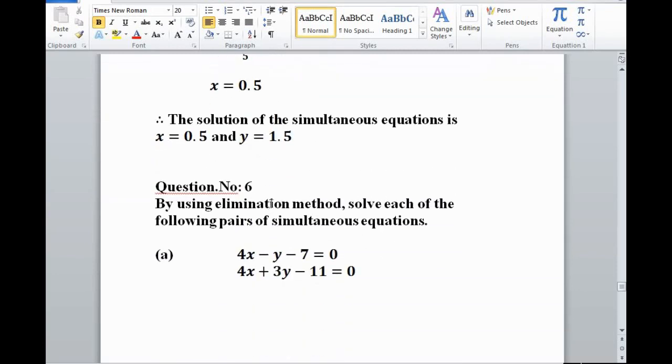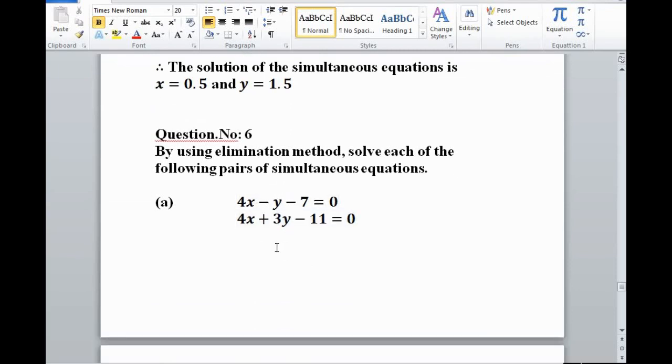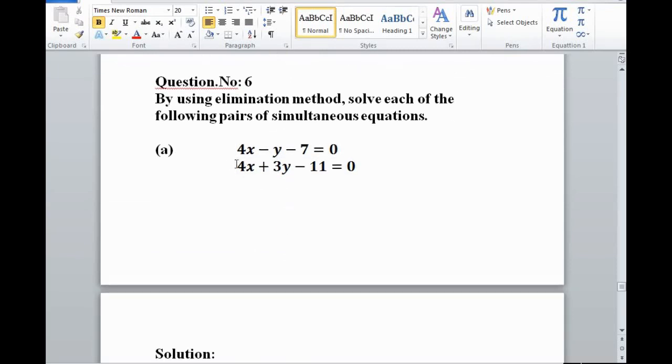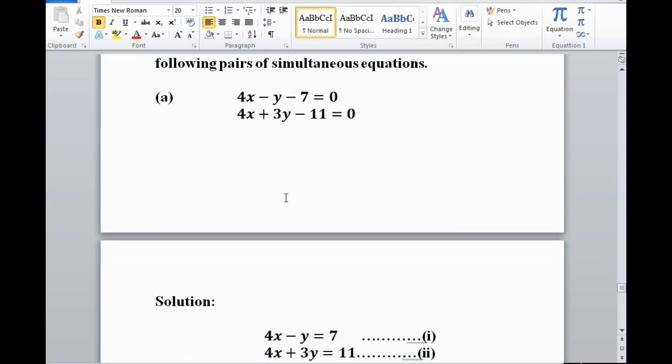Now, question number 6 from intermediate level questions. By using elimination method, solve each of the following pairs of simultaneous equations. Okay, two equations are given, 4x minus y minus 7 equals 0. And second equation is 4x plus 3y minus 11 equals 0. First, I'm going to name these two equations as equation 1 and equation 2.